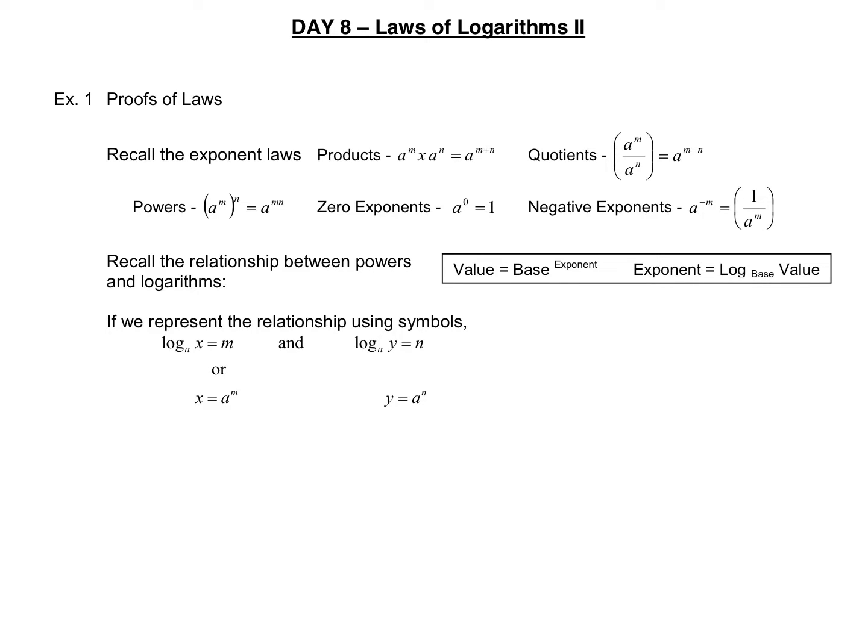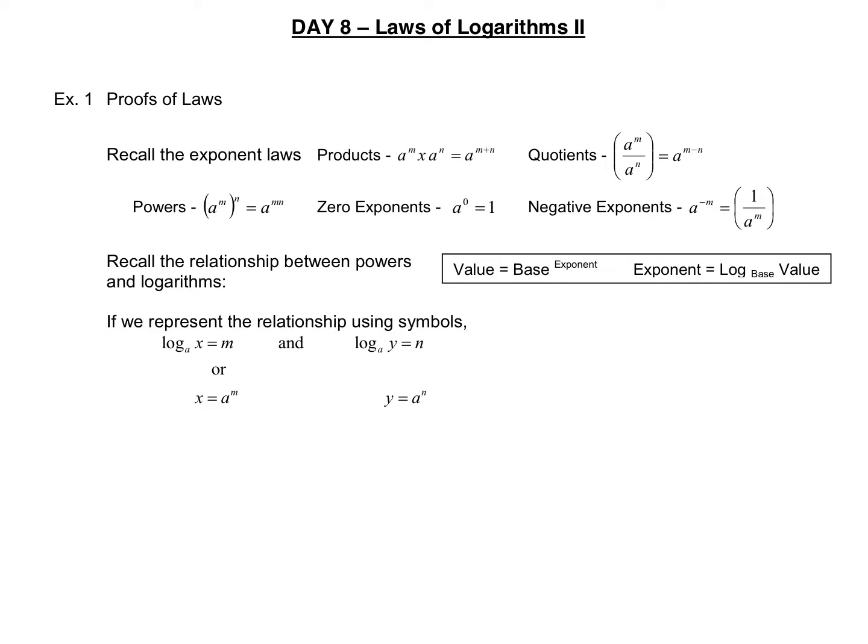Power to a power, of course, we multiply. An exponent of 0 gives us the answer of 1, depending on our base. Negative exponents, of course, meant fractions. And we always have this change of base that we now know as well.